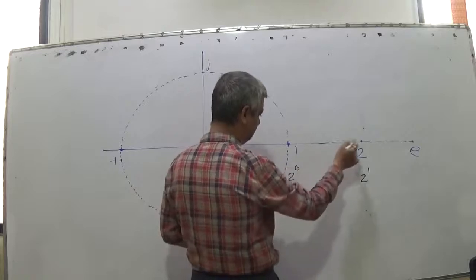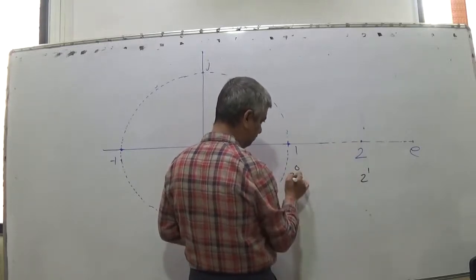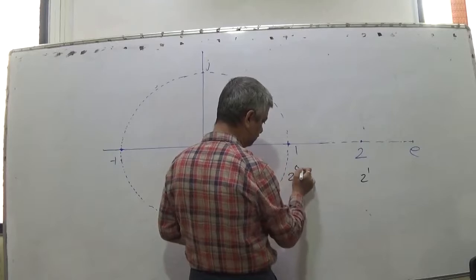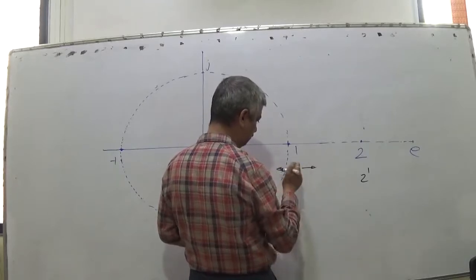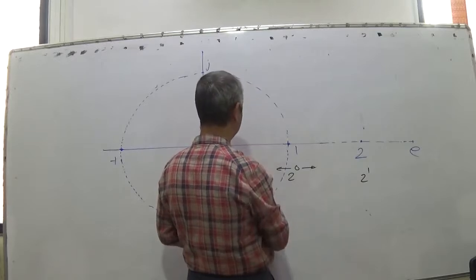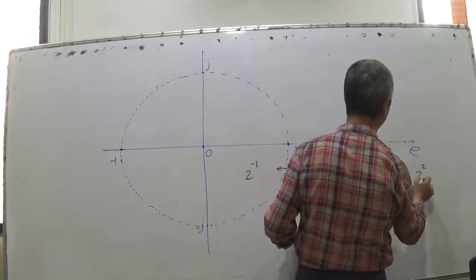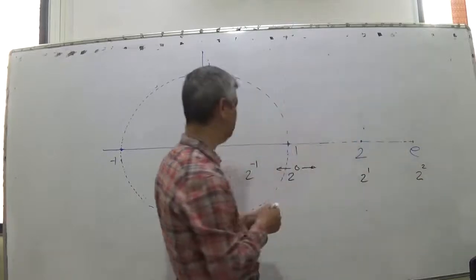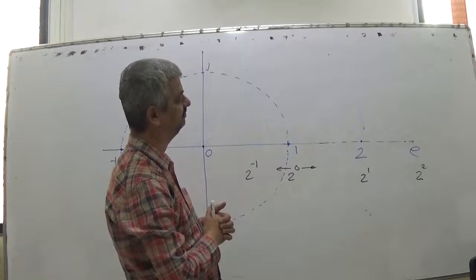So not raising 2 means 2 raised to 0, you are at 1. You can raise it on this side, you go here. This will be half, 2 raised to minus 1. 2 raised to 1. This is 2 raised to 2. So by any means, you go on these sides.